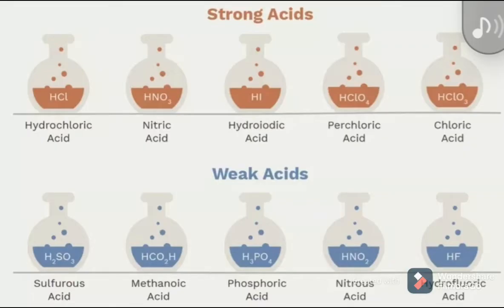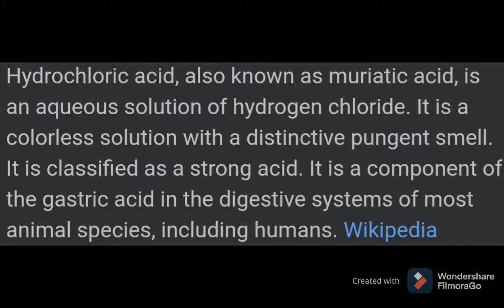Now let us look at some common acids and whether they are weak or strong, and also what they are found in. HCl, called hydrochloric acid, is also called muriatic acid. It is formed when hydrogen and chloride bond together. It is a colorless solution with a distinctive pungent smell. It is classified as a strong acid. It is also found in our stomachs. It helps us digest the things that we eat. It dissolves all the food and it's a very strong acid. We should never touch it. Normally, if we use it for experiments, we dilute it before using it.